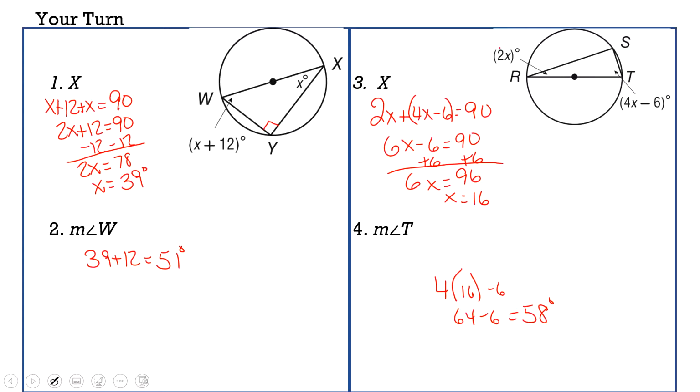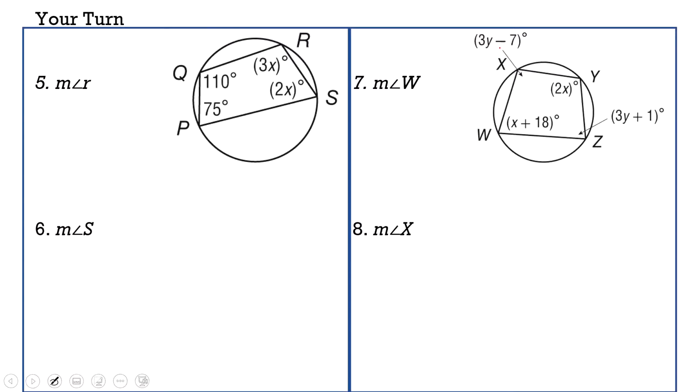Let's move on. A couple more problems here. Now we're talking about quadrilaterals. So remember, opposite angles are supplementary. So go through, solve for the variables, solve for the angle measures, and then come back and check your work.